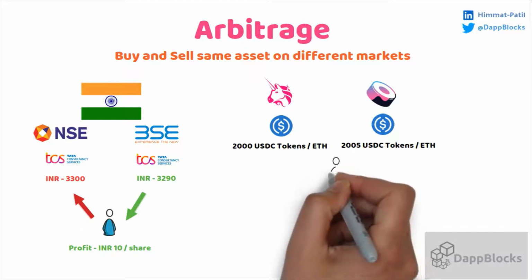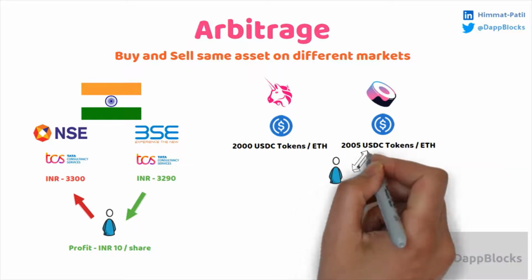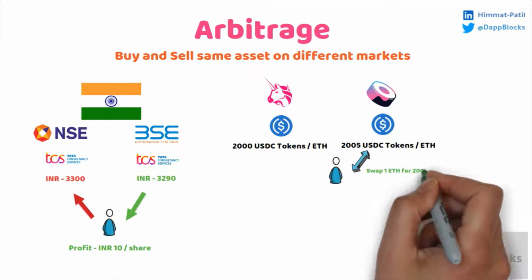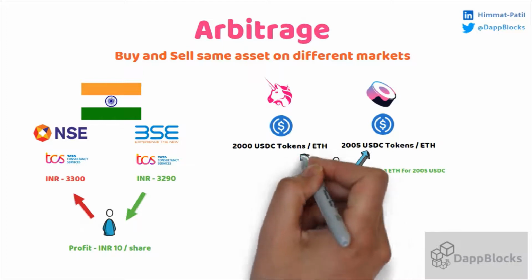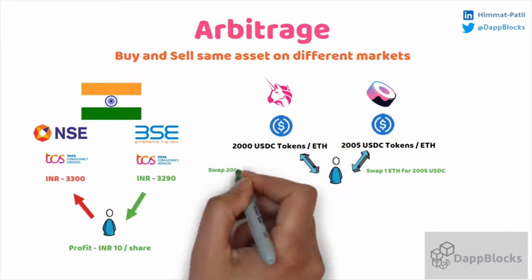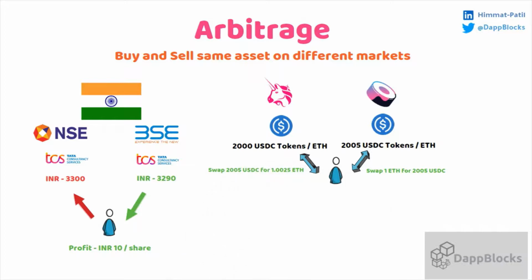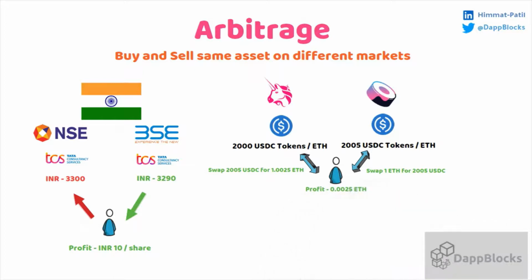There are two scenarios. First, you hold ETH and want to accumulate more ETH. Then swap 1 ETH for USDT on Sushiswap. You will receive 2005 USDT and then swap those 2005 USDT for ETH on Uniswap. So here with this transaction you will receive 1.0025 ETH and your profit is 0.0025 ETH. This is how you can accumulate more ETH.